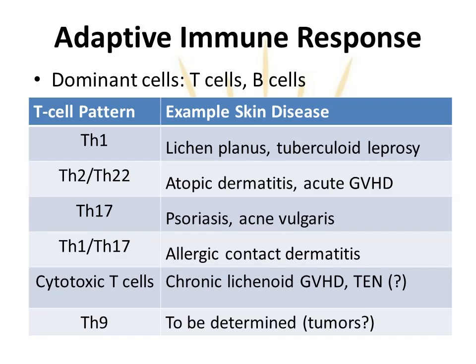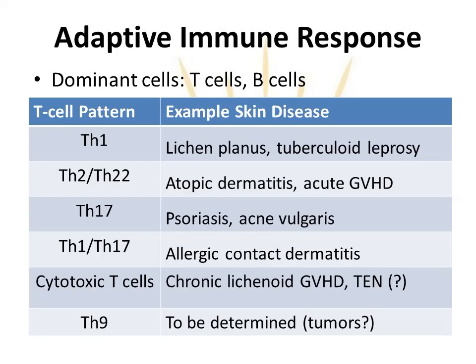Adaptive immune response and associated diseases. The adaptive immune response is mediated primarily by different subsets of T helper cells, each associated with distinct skin diseases. Th1-mediated diseases include lichen planus and tuberculoid leprosy. Th2-mediated diseases include atopic dermatitis and acute graft-versus-host disease.